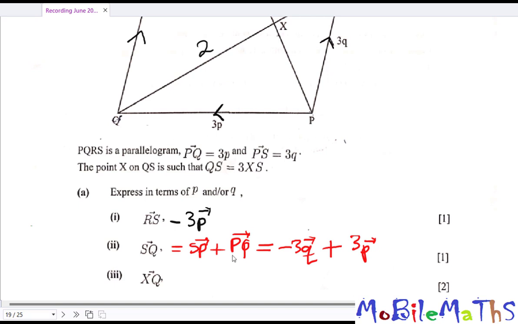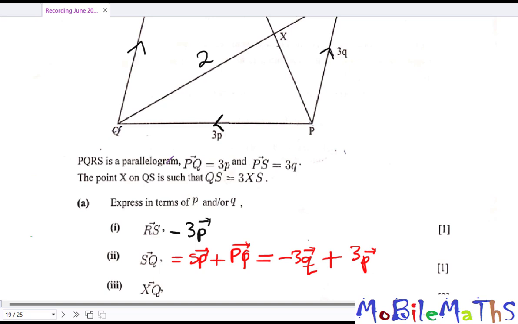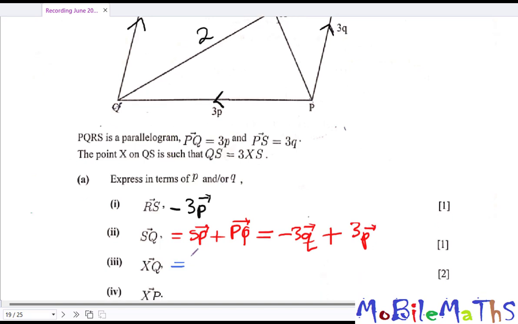Then let's move on to the next one, XQ. We want to find XQ, so we are moving from X to Q. How do we go about this? Okay, so remember we have got this information here, which is very important. So we can utilize that information there. Let's use that. It means I can find XQ as 2 over 3 of this whole thing. Okay, so it's going to be equal to 2 over 3 of SQ.